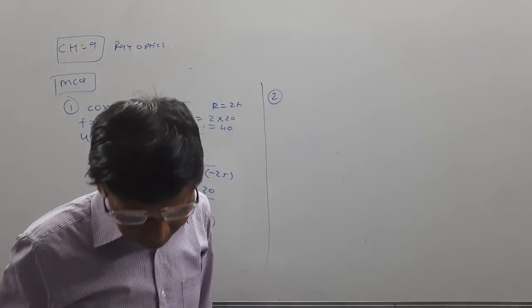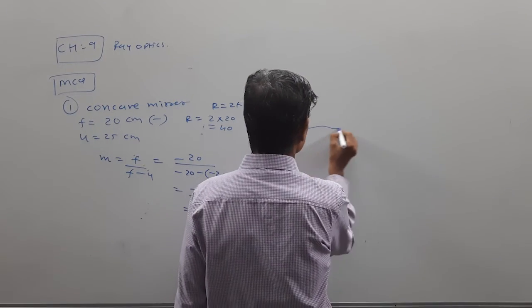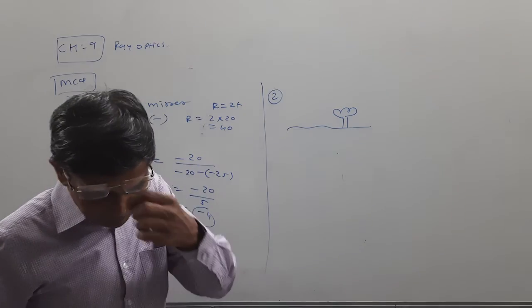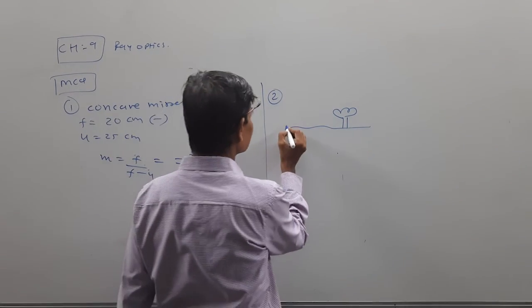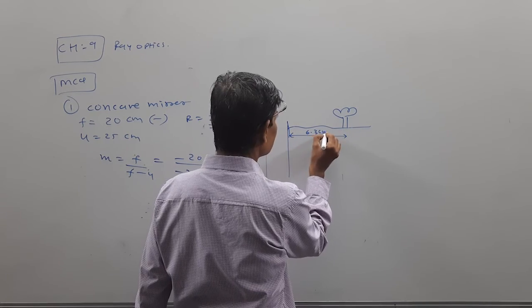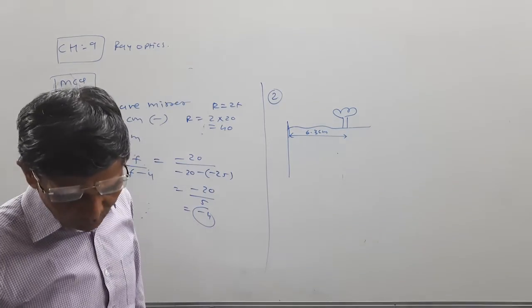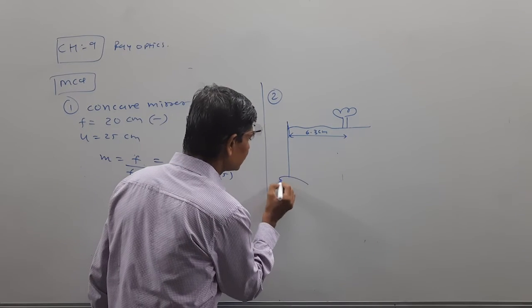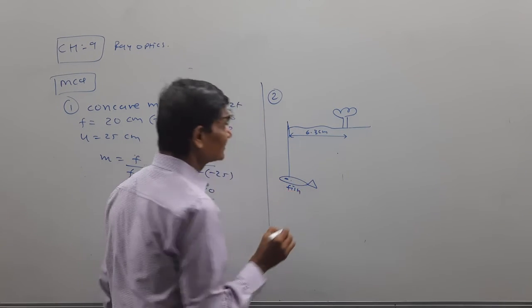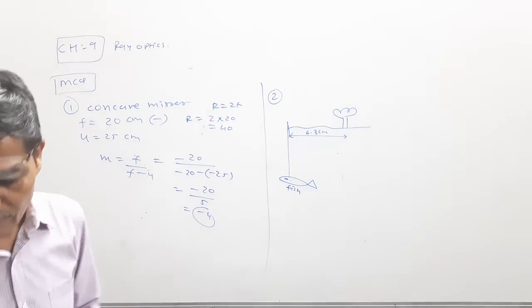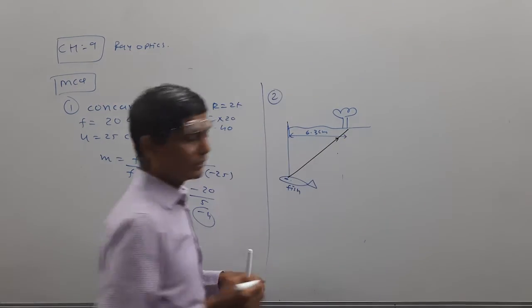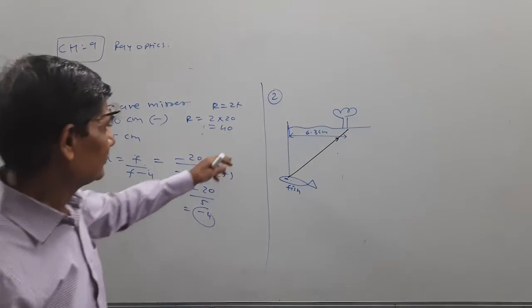Now the second MCQ. See, in a pond, let us say a tree is at a distance of 6.3 centimeter. Now this distance is 6.3 centimeter. We try to see the bottom of the tree. What should be the depth?